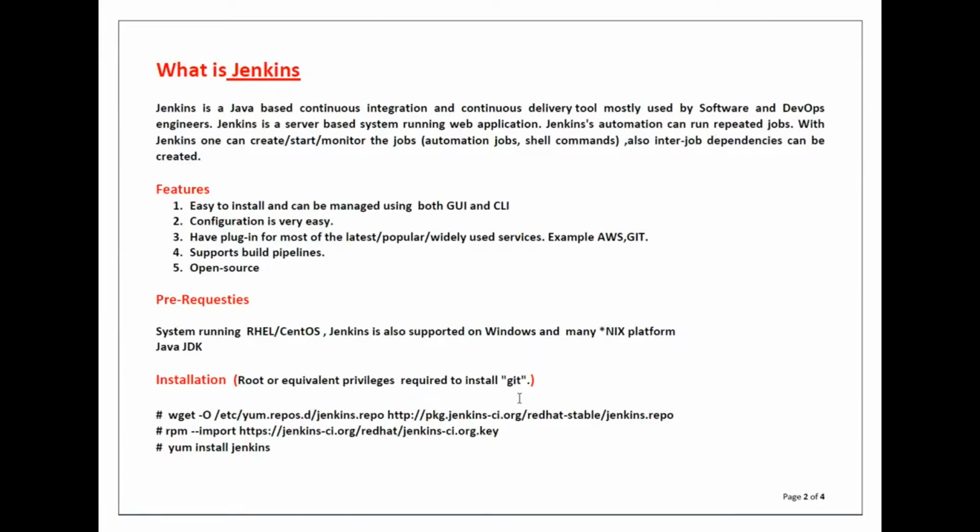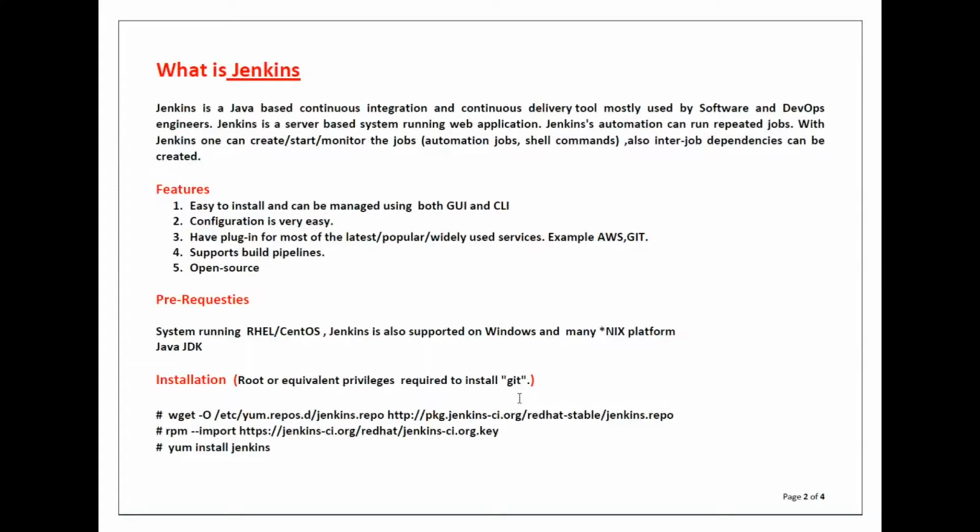And Jenkins can run repeated jobs. With Jenkins, you can create, start, and monitor jobs. They may be automation jobs, shell commands, or shell scripts, and you can configure inter-job dependency. For example, let's say you've got two jobs. Once the first job finishes, it can trigger the next job. So you can create inter-job dependencies in that way.